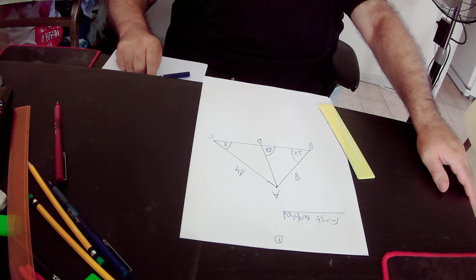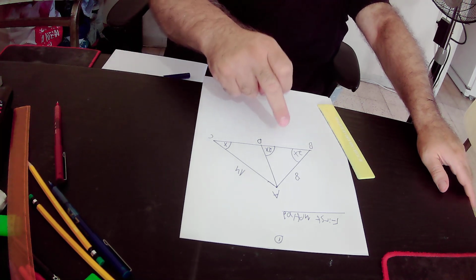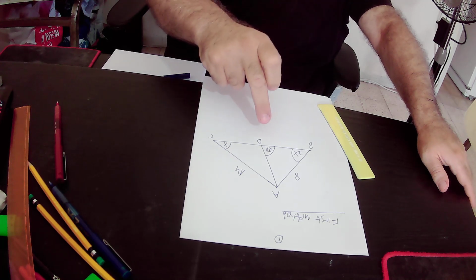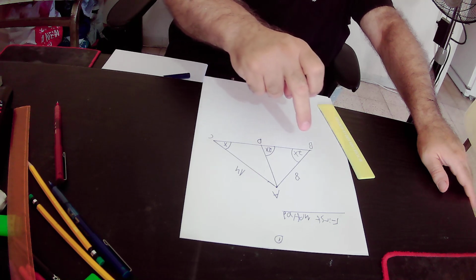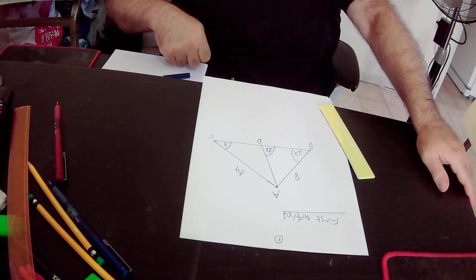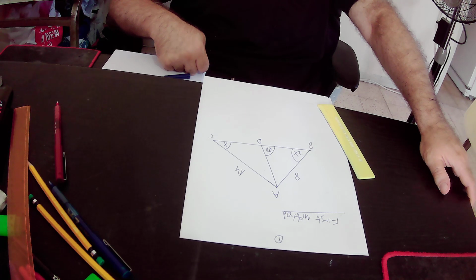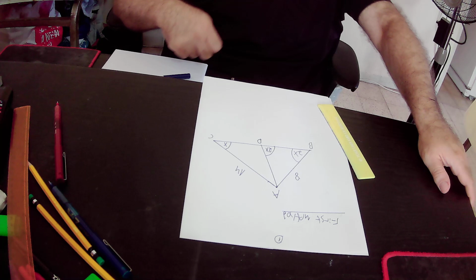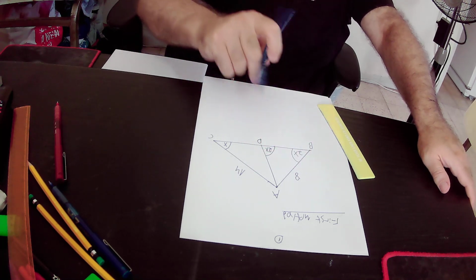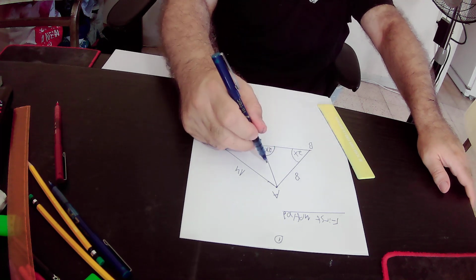So actually in triangle ADB, we have two angles that are equal to each other. Angle ADB equals angle ABD, and therefore triangle ADB is an isosceles triangle, and therefore AB equals AD, and AB equals 8 units, so AD will also be equal to 8 units.